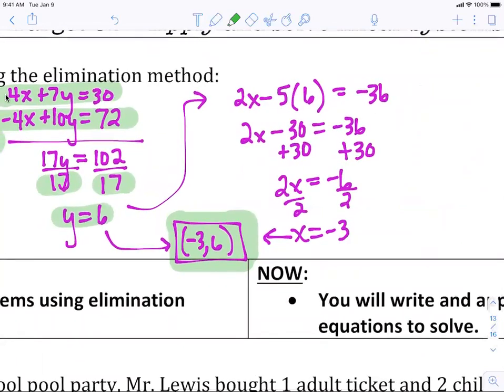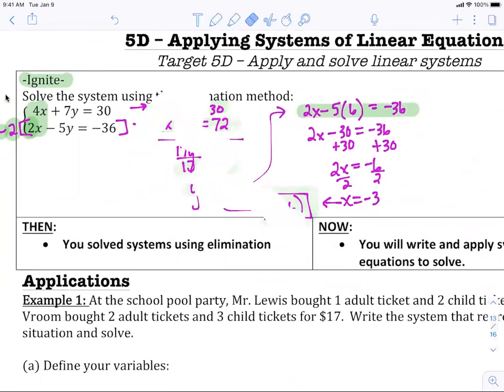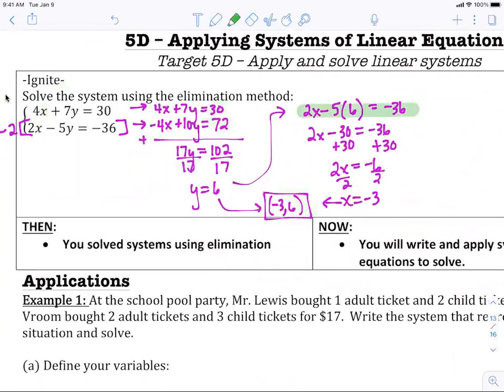Now, once you figure out what y is, then it's really just a matter of plugging it back into one of the original equations. So if you look at the problem that I did on here, I plugged it back into the second equation. So 2x minus 5 times whatever y is equals -36. And once you plug that back in and solve, that's where you get your final answer of x equals -3.